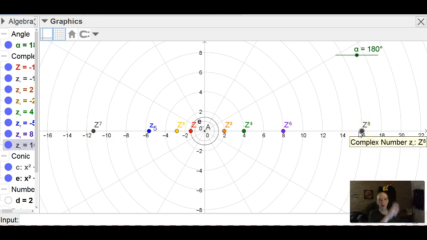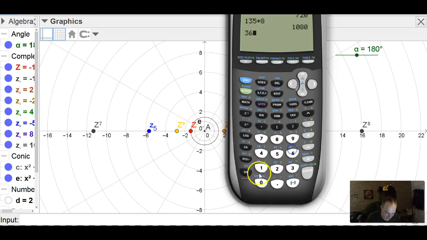And every time they go out a little bit more, because you're multiplying by one more factor of root 2. By the time you get to z to the eighth, you've done 1, 2, 3, 4, 5, 6, 7, 8 half circles, or 4 full circles, getting you all the way out to z to the eighth. So 4 full circles, that is 360 times 4, corresponds with the angle of 1440.